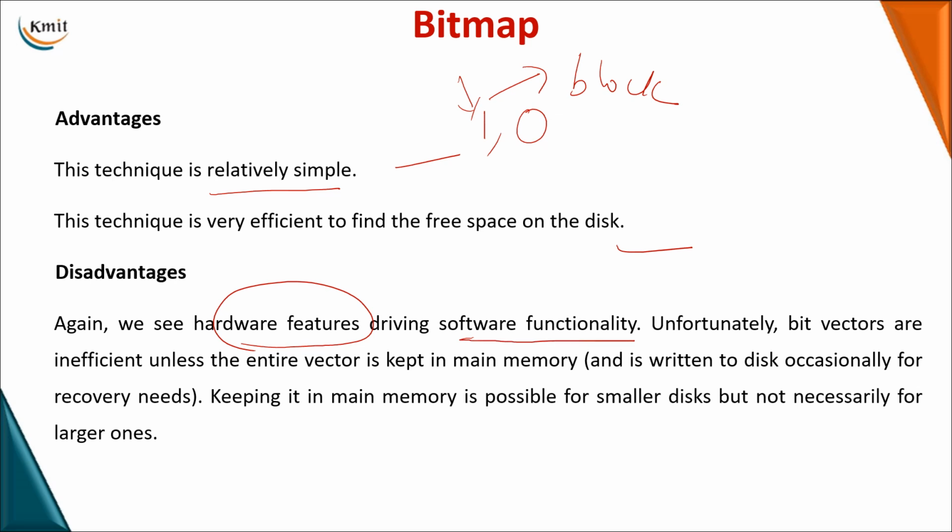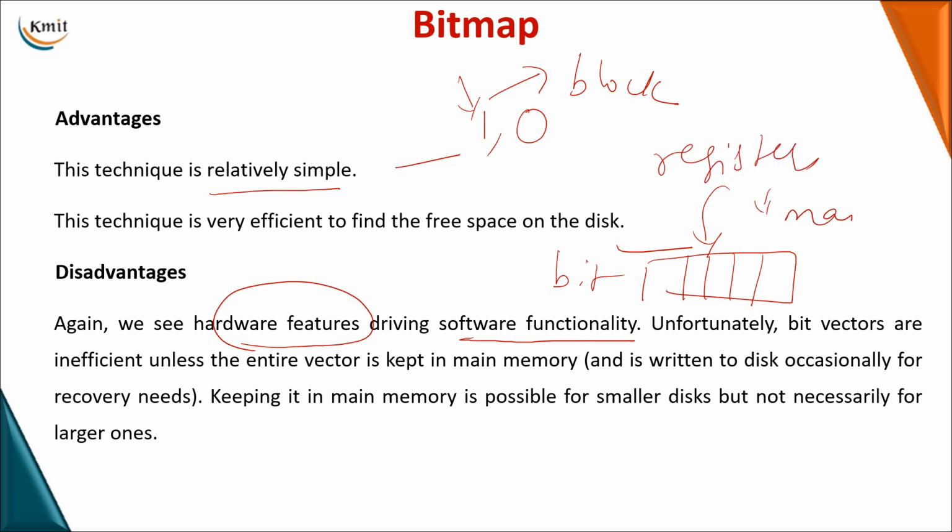Why? Because the bit vector happens to be an array, and the problem comes with where to store it. Do I need to store it in a register, in main memory, or on the disk? As we all know the problems with storing the data in a register, memory and disk, we finally go for storing it in main memory. If it is a smaller disk, you can store it, but for a larger disk, we need to go for other alternatives.